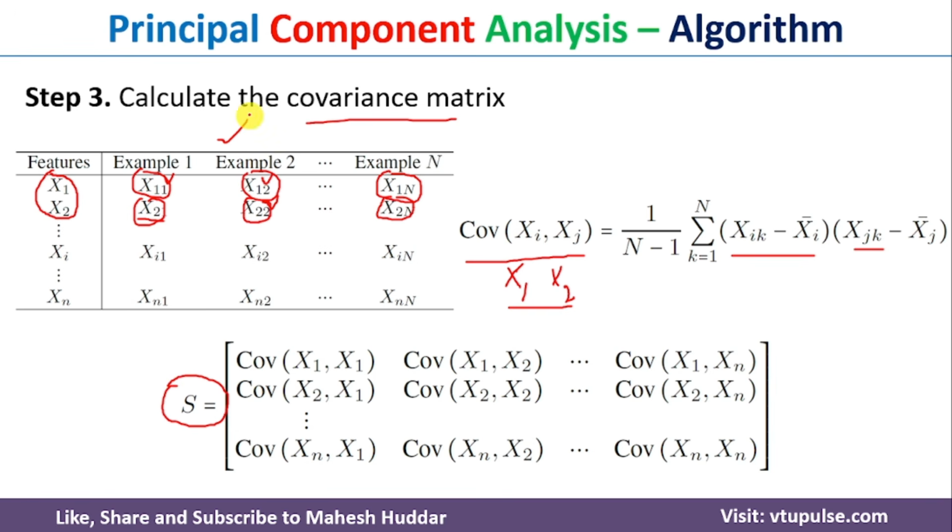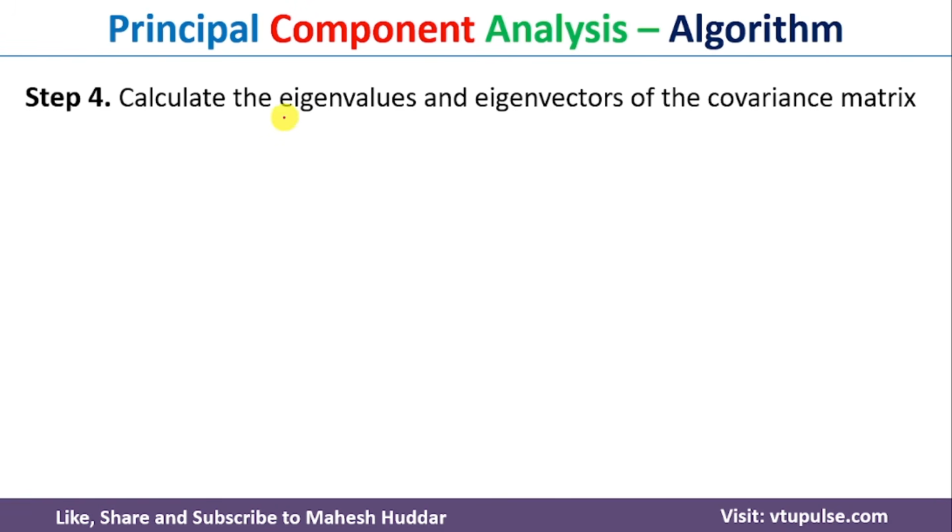So this is the data given to us. Given a data, with the help of this particular covariance equation, we will get the covariance matrix here. That is in the third step. Now coming back to the fourth step, we need to calculate the eigenvalues as well as the eigenvectors from that particular covariance matrix.